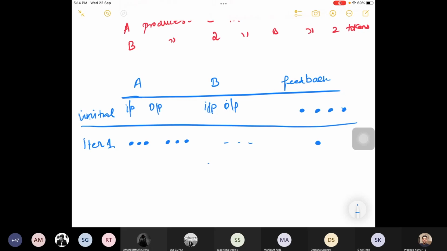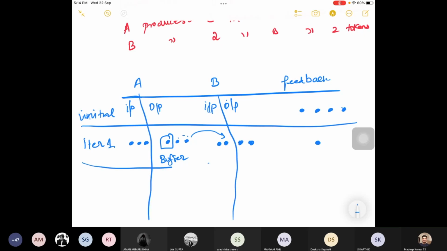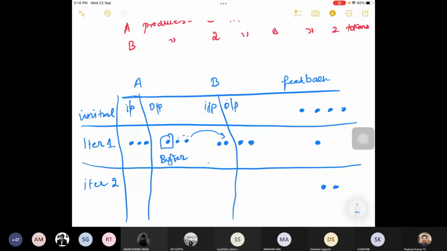In B, among these 3 inputs, 2 will be consumed, 1 and 2, and 1 stays in the buffer. So in the output it produces 2. This is an input and this is an output. Then iteration 2: these 2 join the feedback, so it becomes 3 here, because these 2 will move here.